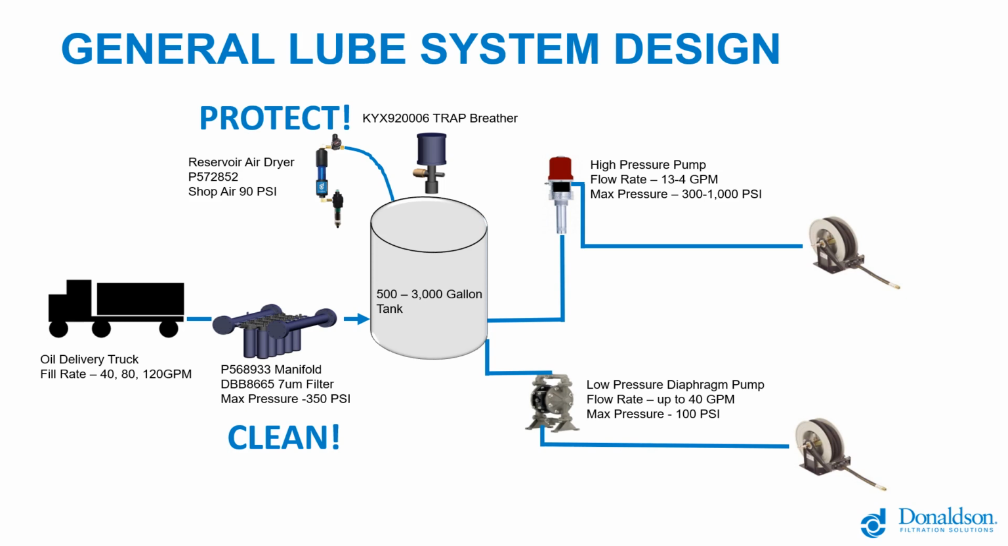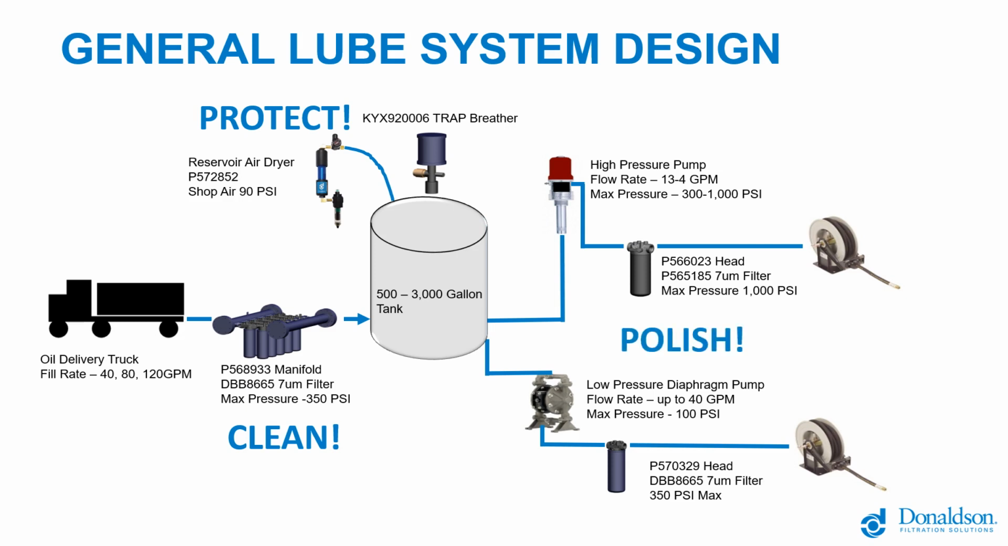And then you're protecting it in storage there from particulate contamination and, as I said, water. And then polishing it on the outlet side with a high pressure filter on a high pressure pump that can handle pressure in service up to 1,000 psi, or on a higher flow dispense application with a lower pressure pump, you can do that with the larger blue spin-ons that can handle that flow rate. And that's the polish side of things.